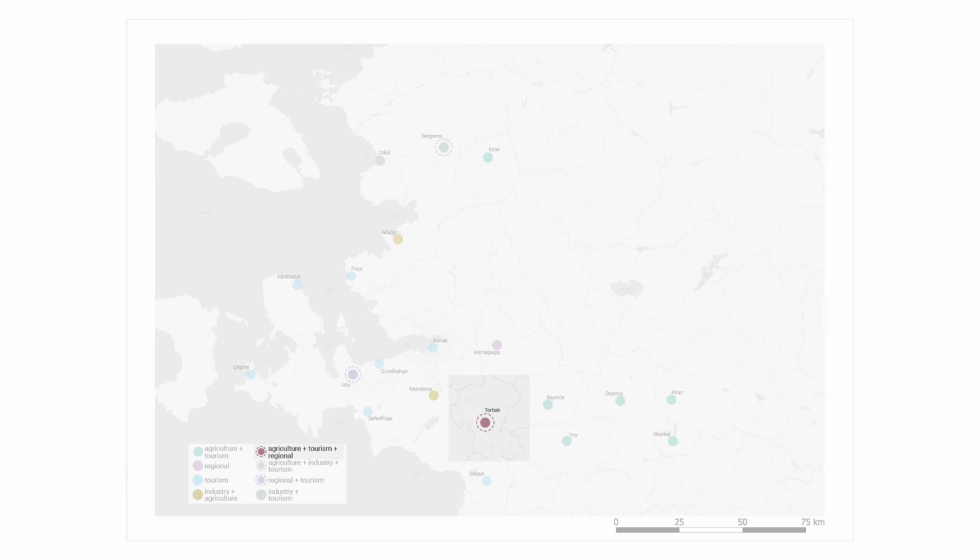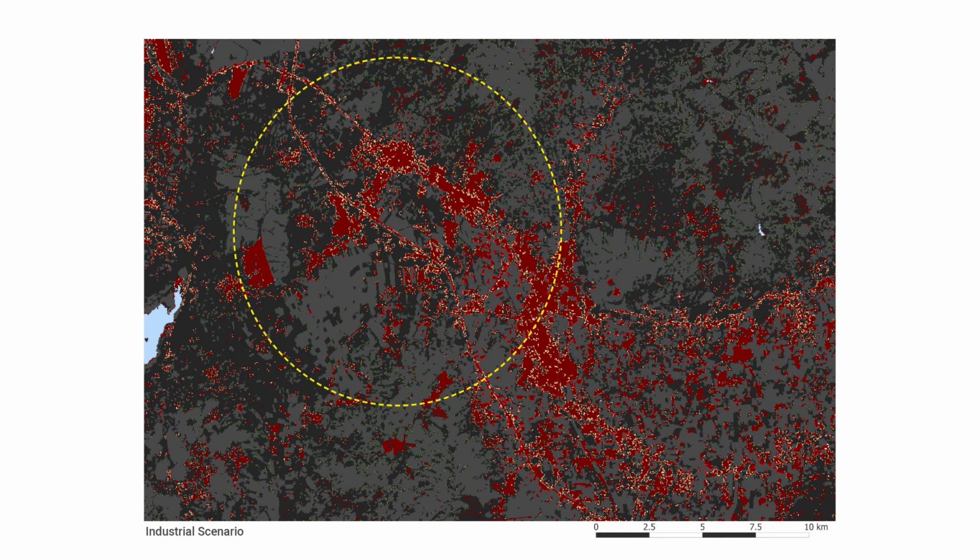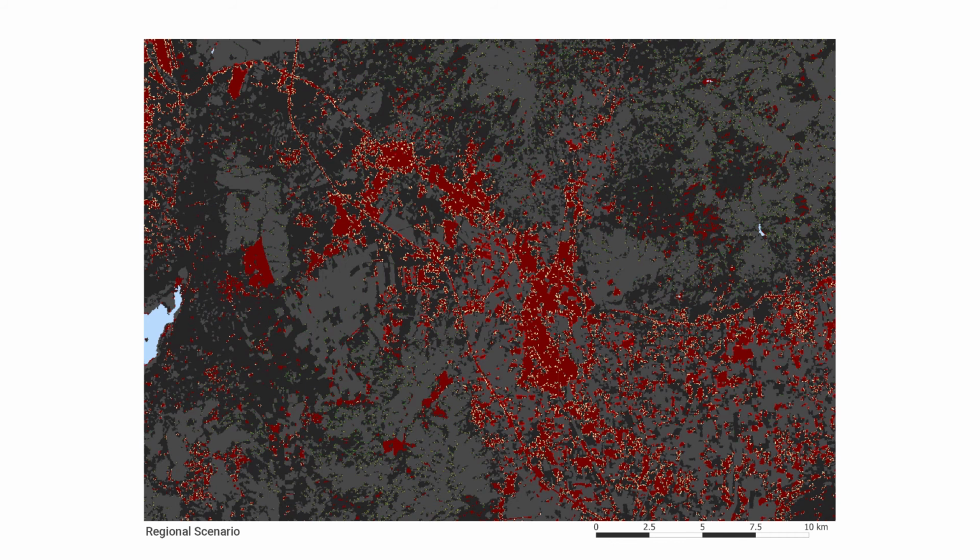This is Torbalı. Torbalı is a point where agriculture, industrial, and regional focus merge. Agriculture scenario suggests growth towards south to the greenhouses. Industrial scenario growth, however, is towards north to the industrial zones. Regional scenario shows an equal amount of growth around the built area.